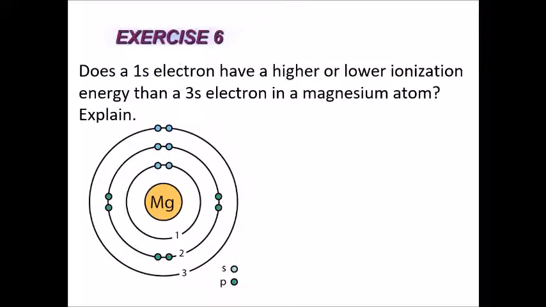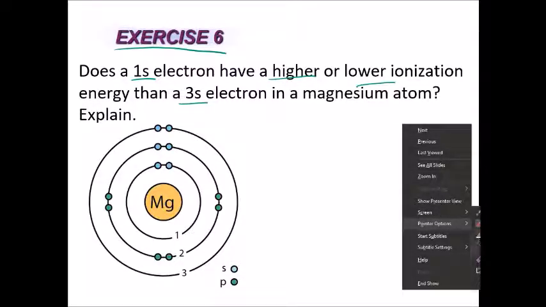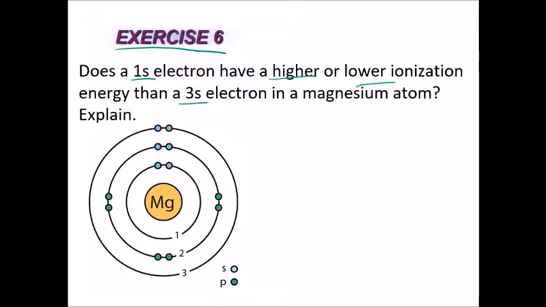Now let's apply this to an exercise. This exercise, though, isn't comparing groups at all. This one is just comparing electrons in different subshells. Does a 1s electron have a higher or lower ionization energy than a 3s electron in a magnesium atom? So looking here, locate your different electrons so you have a good reference point. Tells you here the s's. So 1s, these are your 1s's. These are your 3s's.